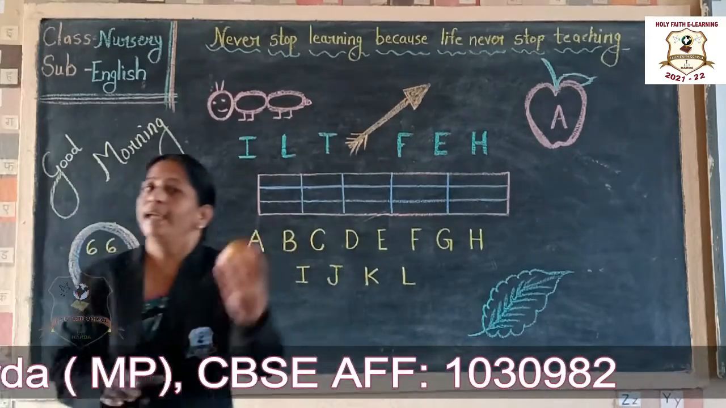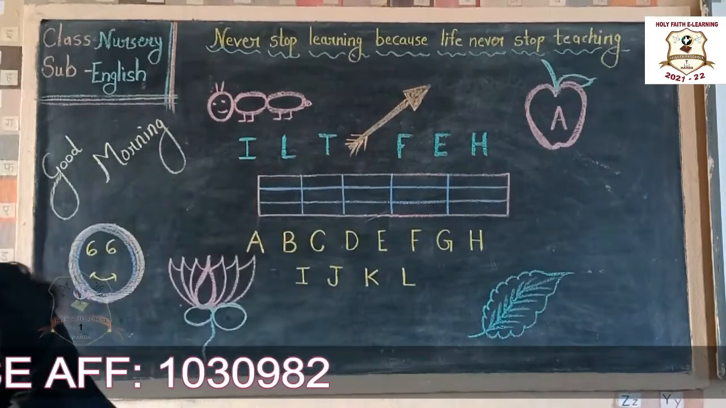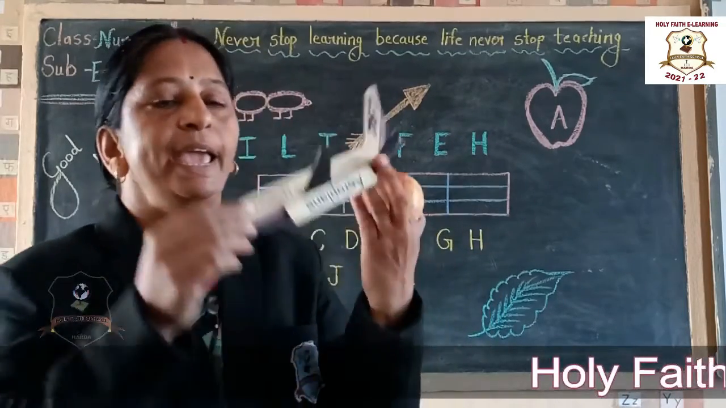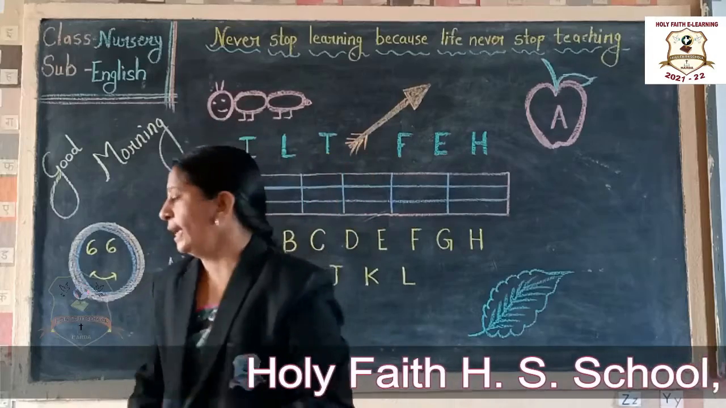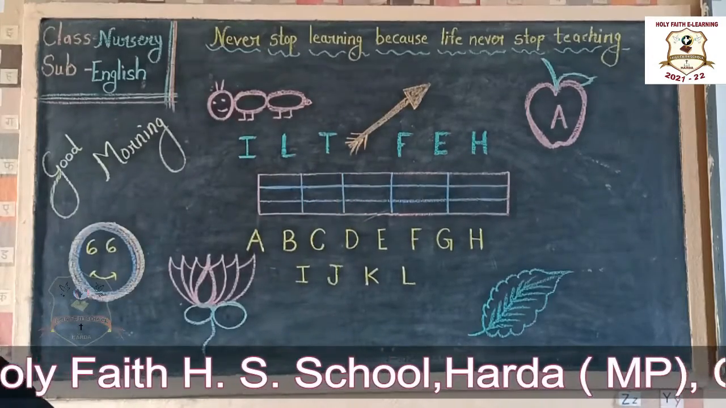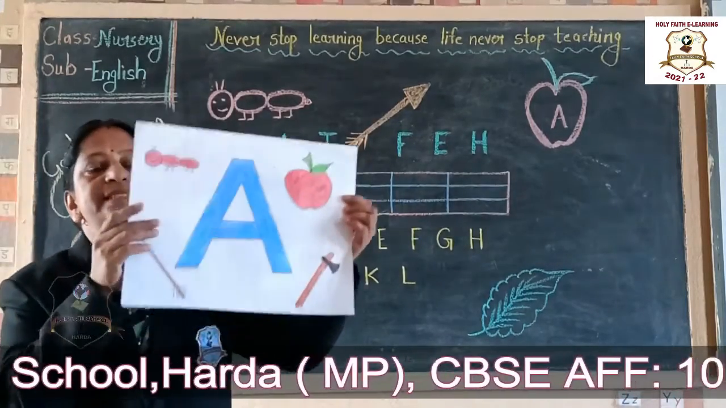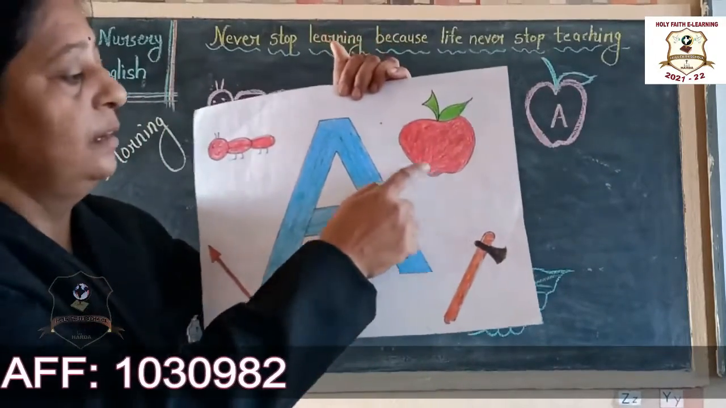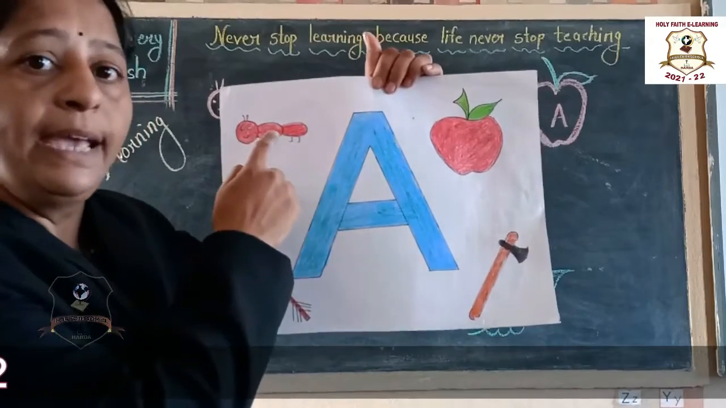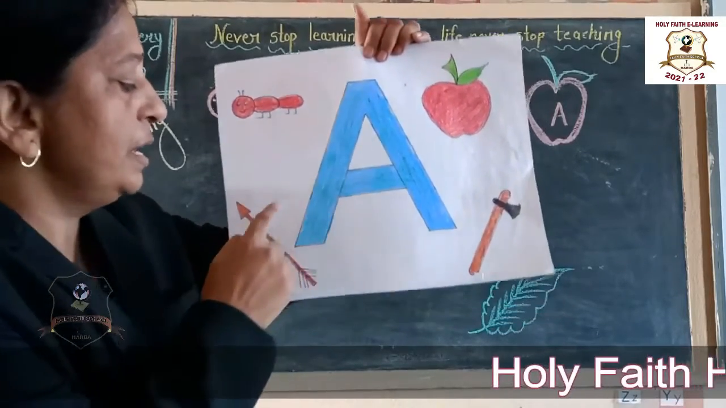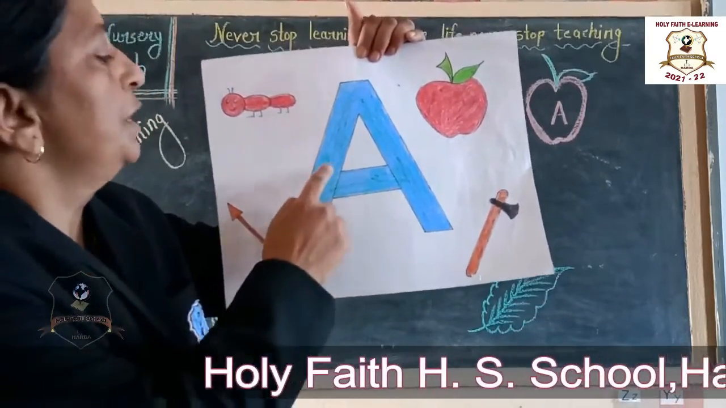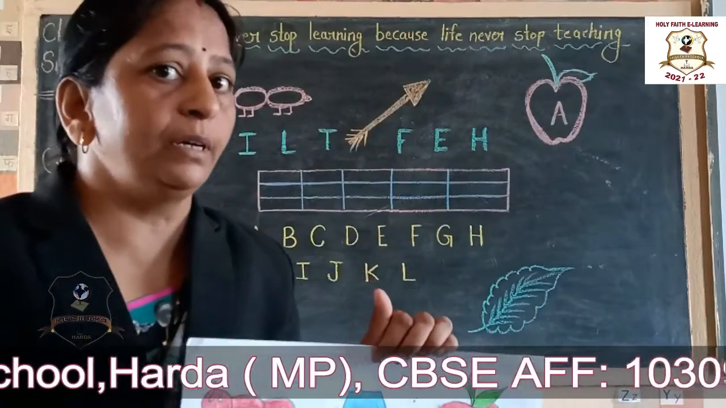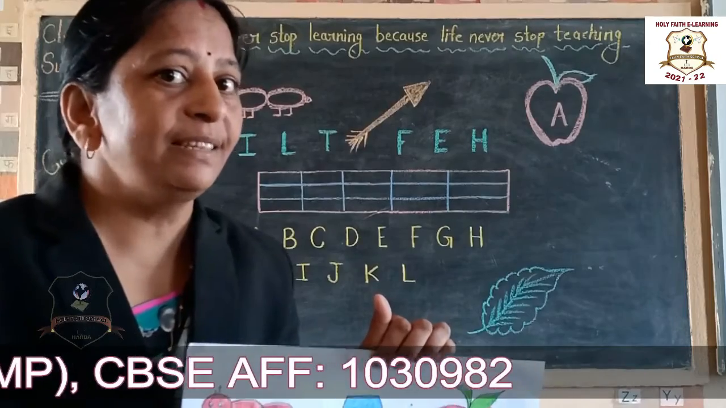A for apple. A for aeroplane. A for apple. Okay, students, see, this is A. A for apple. A for ant. A for arrow. This letter we have learned now in our previous class.